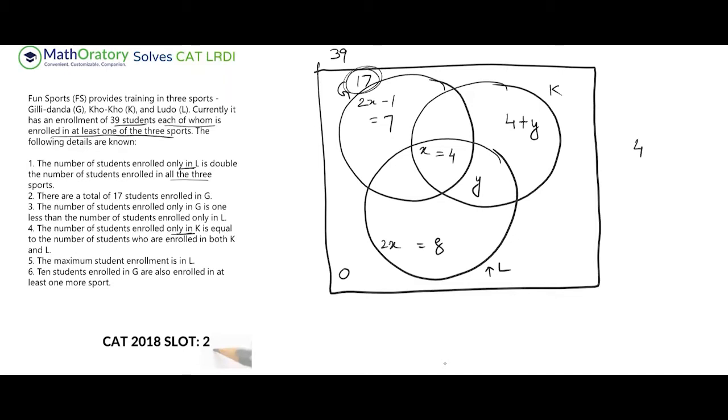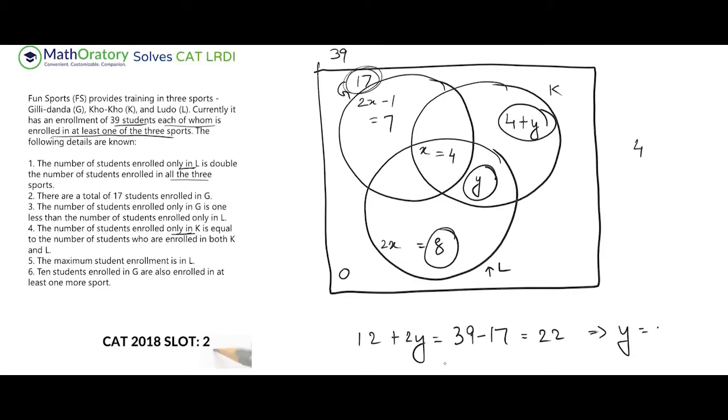But the interesting part is, if you think about this G circle is 17, right? And the total number of students are 39. Outside is 0. Implies that this plus this 8 must be equal to 39 minus 17, which is 22, right? So 4 plus y plus 8. So that is 12 plus 2y should be equal to 22, or implying y is equal to 5. So again, this variable is also gone.